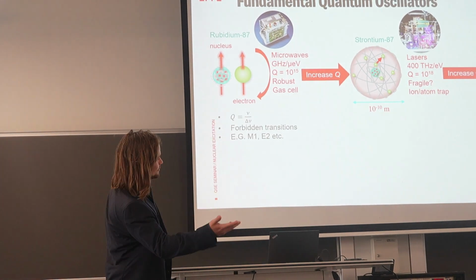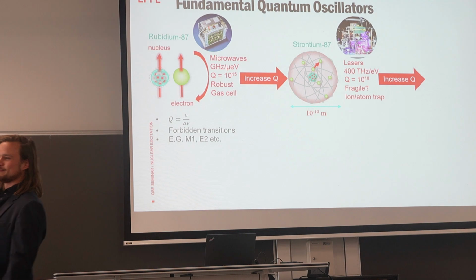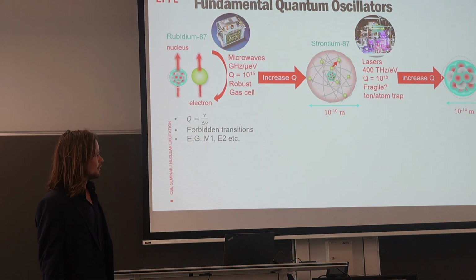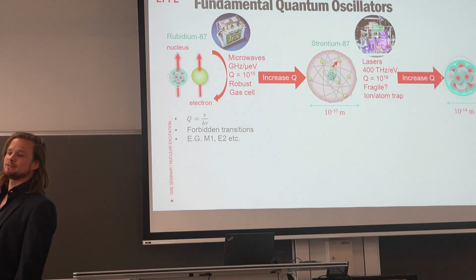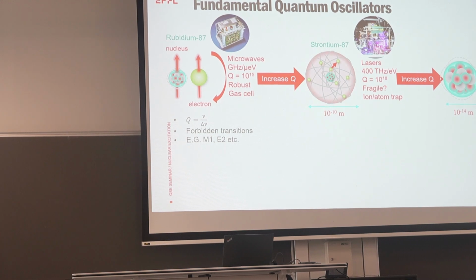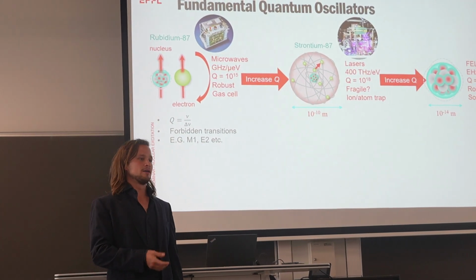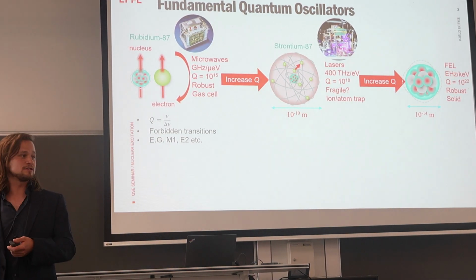So now comes the nuclear step. If I want to increase the Q factor even more, I want to go further than we've gone before. I of course want to go to a nucleus, but how does that look? Well, at the moment, the only ways we have to excite nuclei are, in principle, free electron lasers or synchrotrons. They are the only sources that can produce X-rays at high enough intensity.